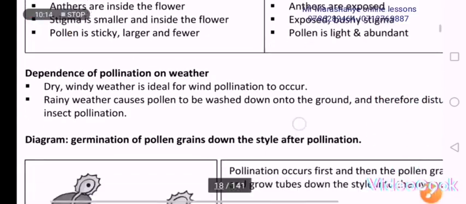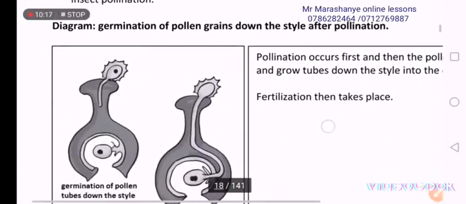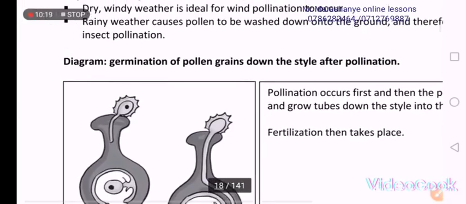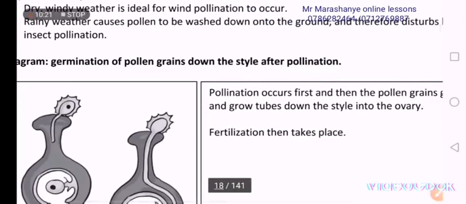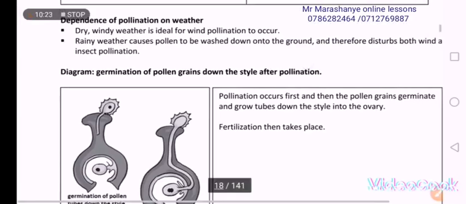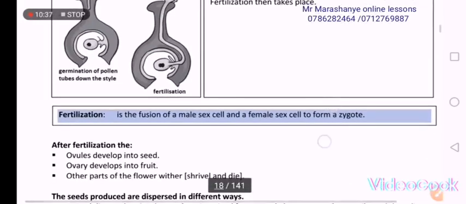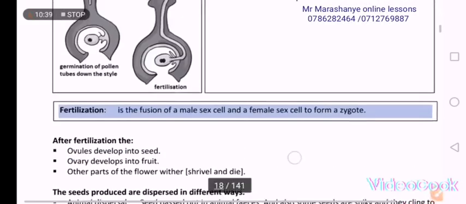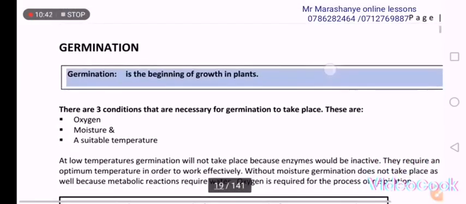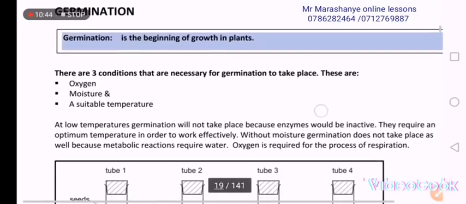We want also to talk about germination. What is germination? Germination is the development of a seed into a new plant. Let me say that: when a seed develops into a new plant, that is called germination. So there are conditions necessary for germination.